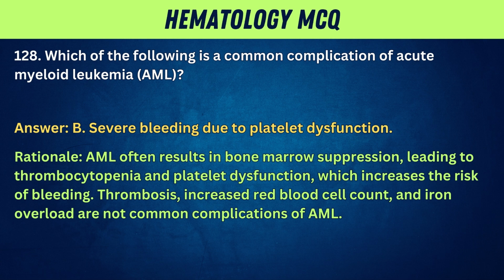Rationale: AML often results in bone marrow suppression, leading to thrombocytopenia and platelet dysfunction, which increases the risk of bleeding. Thrombosis, increased red blood cell count, and iron overload are not common complications of AML.